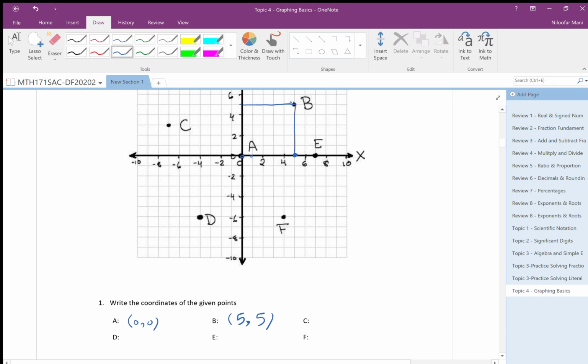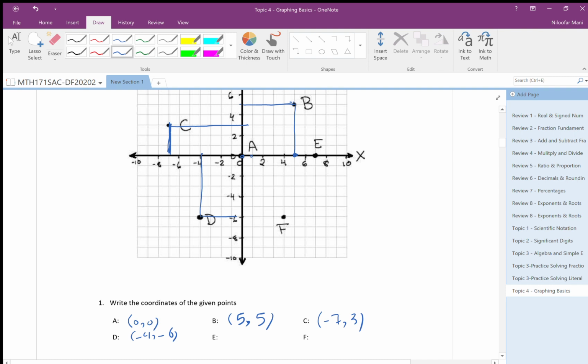How about C? The same. I make a perpendicular line to the x-axis first, and that's by agreement. X comes first, horizontal comes first, vertical comes next. So this one next. It's -7 and 3. How about the next? I make a perpendicular line here, and I do here, so it's -4 and -6.